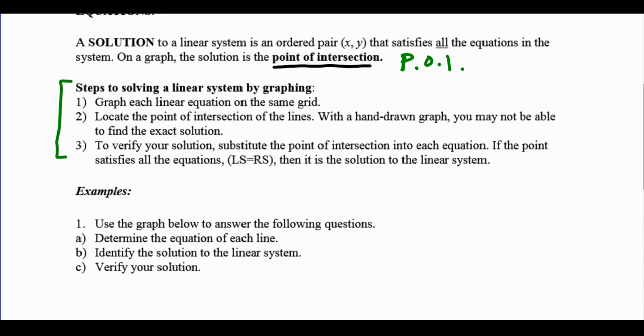To verify your solution, what you can do is substitute the point of intersection, the new x y point that you just found, into a t-chart, like a left side equals right side. And when you put those numbers in, if it's accurate, then you'll find that the left side is equal to the right side.